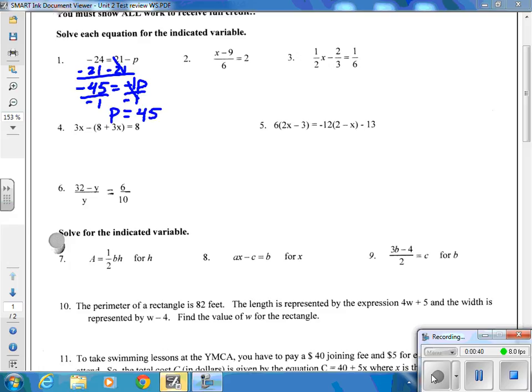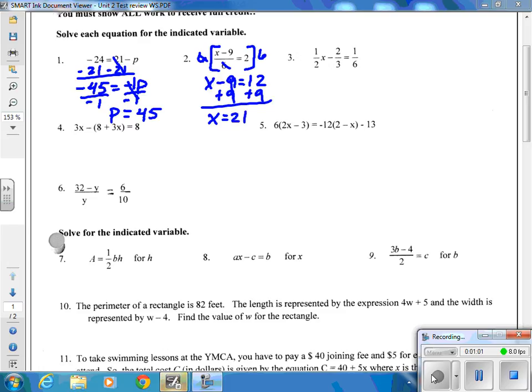For number 2, this is a fraction, and anytime we have fractions, we want to get rid of the denominator. So if we multiply the entire equation by 6, that cancels off the denominator on the left. You have x minus 9. Don't forget to multiply the right side by 6 as well, and that gives you 12. Add your 9 to both sides, and you should end up with x equals 21.